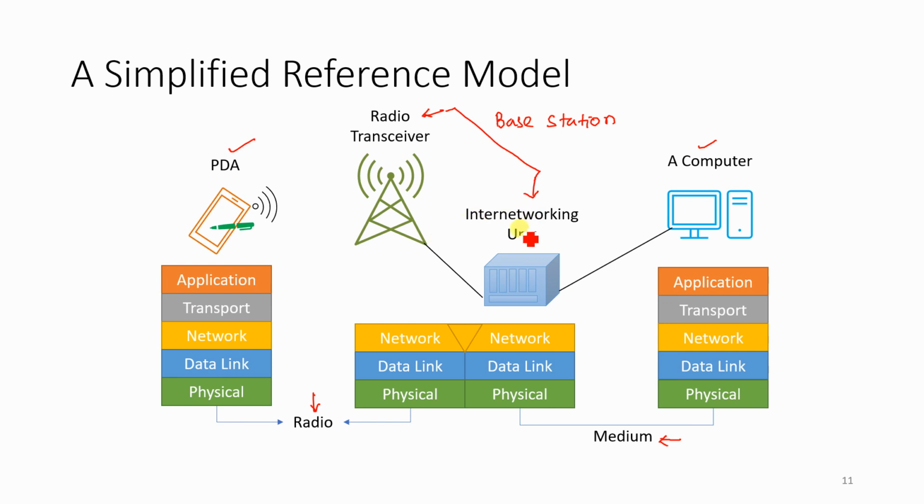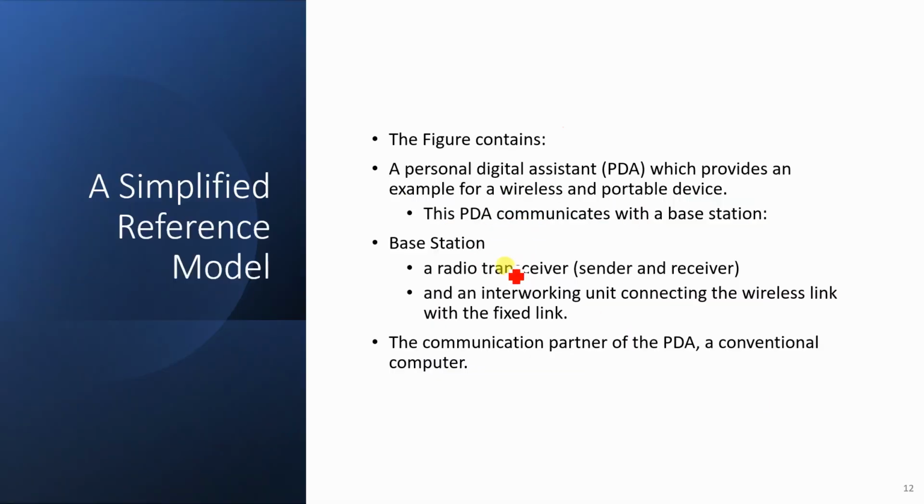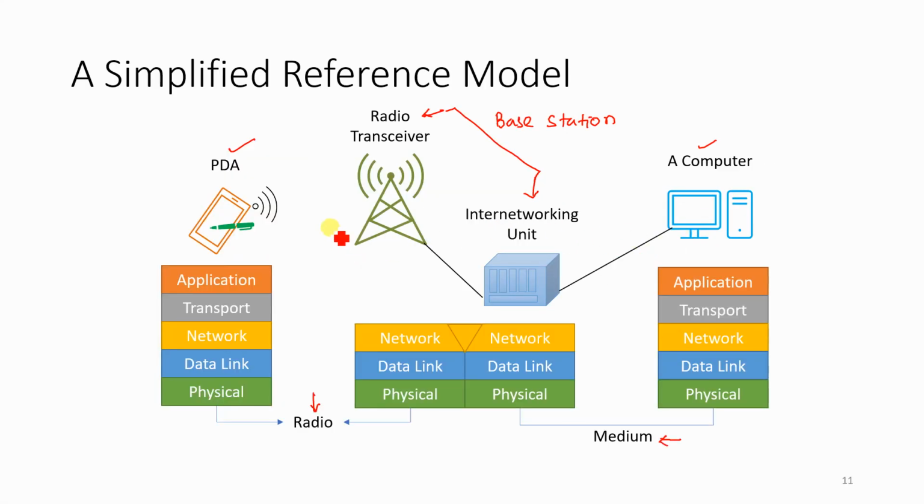Okay, so the description of this figure is given in these 2 slides. As I have already told you, the figure contains two things. One is your personal digital assistant, PDA, which provides an example of a wireless and portable device. The PDA communicates with a base station, as I have already shown you.